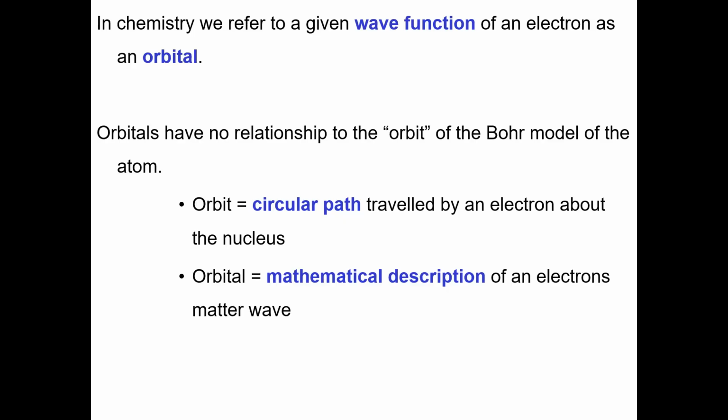So in chemistry, we generally don't talk about the wave function of an electron. In an atom, we'll tend to talk about its orbital. So it's important to recognize that orbitals are not the same as the orbit of the Bohr model of the atom. An orbit is a circular path that an electron would travel about the nucleus of the atom. The orbital is a mathematical description of an electron's matter wave, and it's not necessarily going to be describing a circular path.